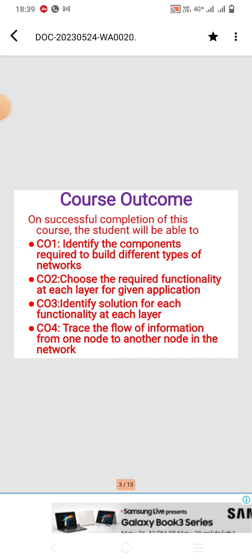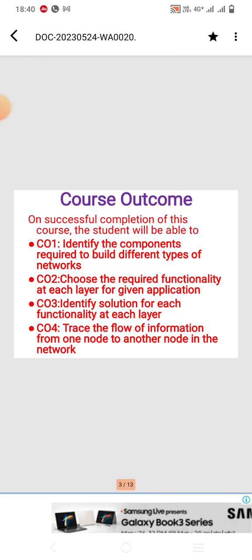And next, let us see the course outcomes. On successful completion of this course, the students will be able to identify the components required to build the different types of network and choose the required functionality at each layer for the given application.